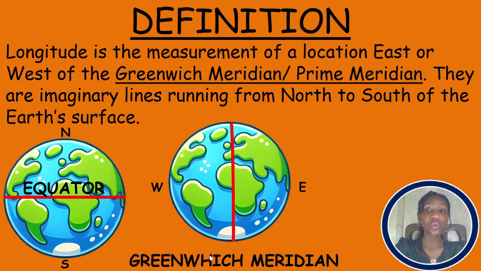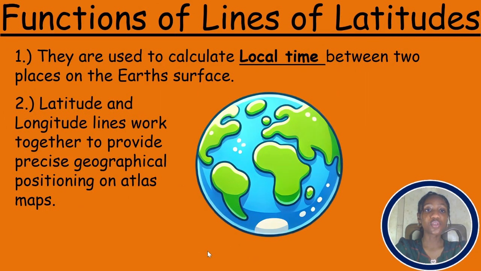So even though the longitudes tell the location of a place east or west of the prime meridian, they run from north to south. Functions of lines of longitude. Number 1, they are used to calculate local time between two places on the Earth's surface. The calculations in longitude are based on these facts that are used to tell the time between two places, and a lot of questions come from longitude in comparison to latitude.